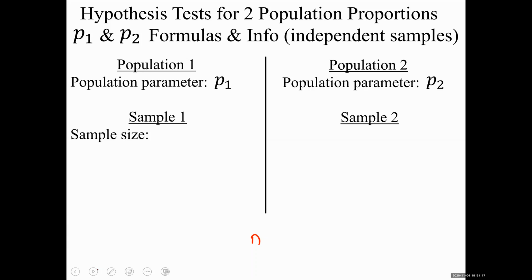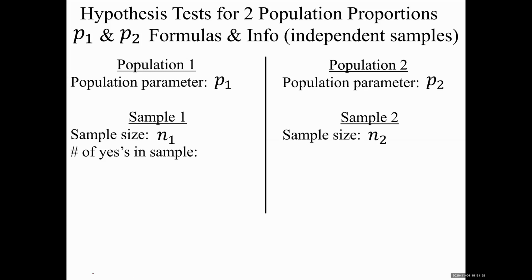So the sample size of sample 1 is going to be called N1. Then you're going to write down the sample size for sample 2. That's going to be called N2. What else are you going to write? We have to write down the number of yeses in the sample. We did this in chapter 10 as well, and we called that X.